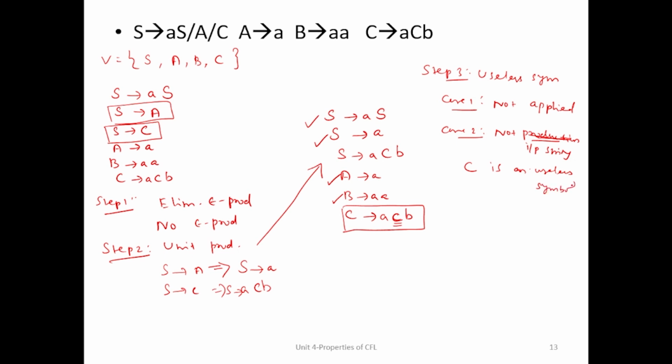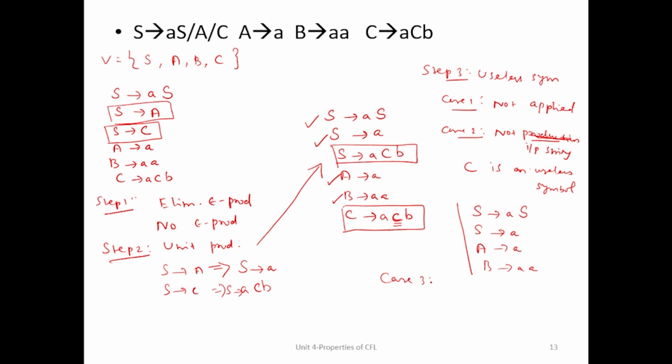So we should eliminate that C symbol at the right side of productions. The last production will automatically be removed and the third production is also removed. The remaining productions are S implies small a capital S, S implies small a, capital A implies small a, capital B implies small a small a. So these 4 productions remain after implementing case 2.